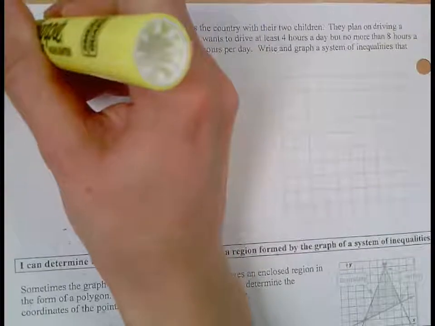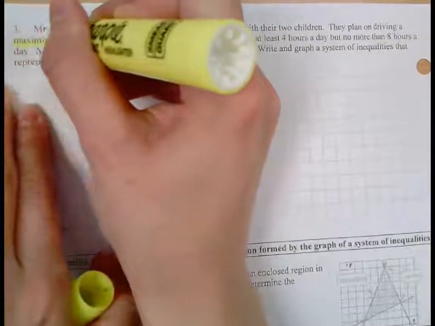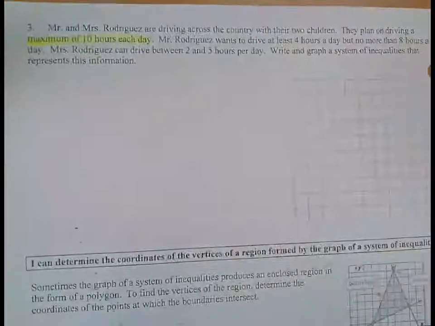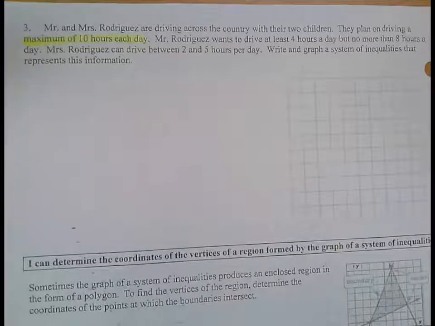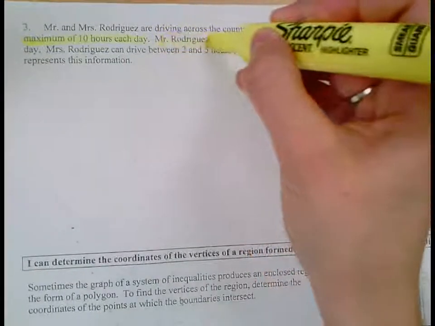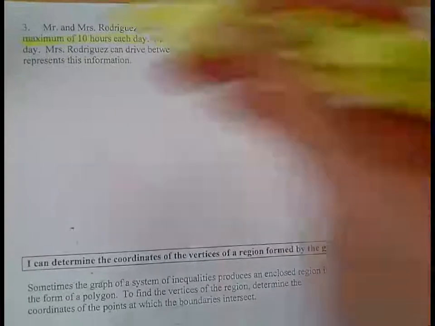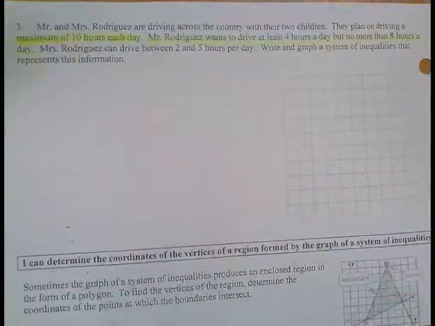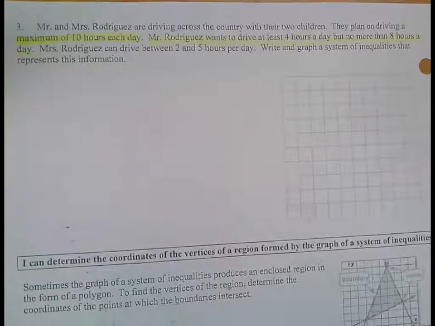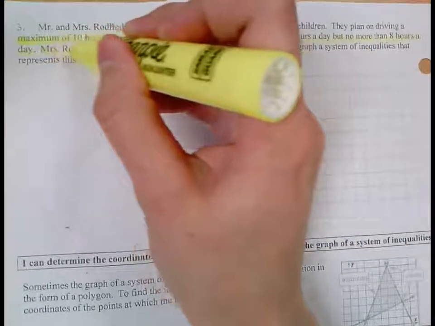So typically when I read through a problem, I either highlight or underline what I think are probably going to be important pieces of information. If they're giving us a number here, maximum of 10 hours each day, that's probably going to be important. Mr. Rodriguez wants to drive at least 4 hours a day, but no more than 8 hours a day. So that whole sentence is actually probably going to be important. And then Mrs. Rodriguez can drive between 2 and 5 hours per day.